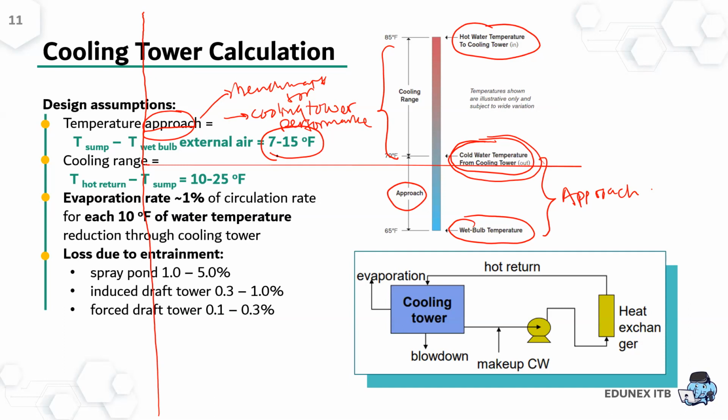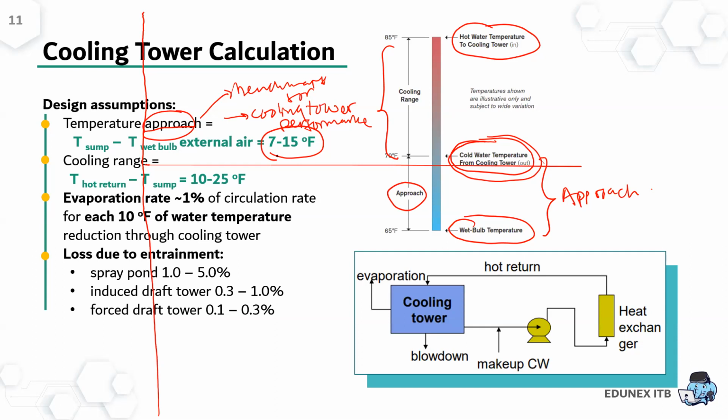So you have to take note that the units of the temperatures used in these cooling tower calculations, and also later for calculating the saturation index and so on, are degrees Fahrenheit, not degrees Celsius or Kelvin.